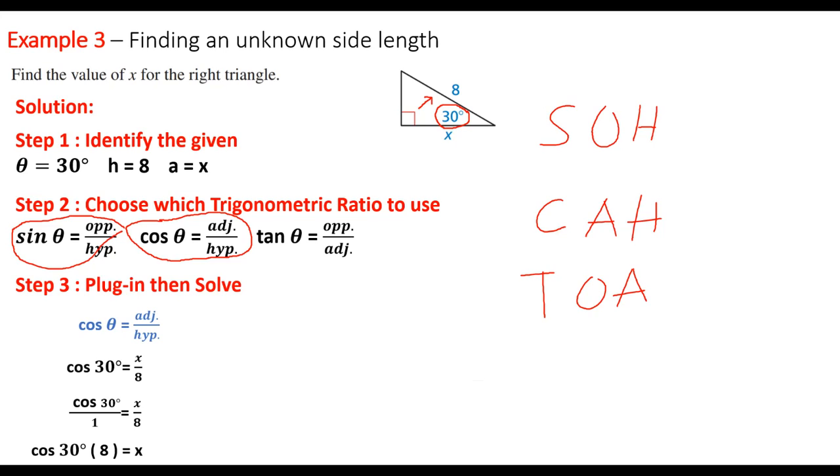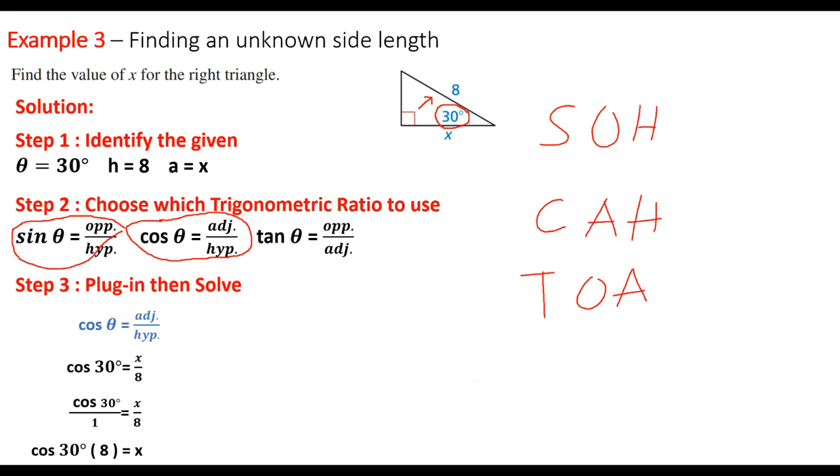So simplify that. 1 times x will give us x. Cosine 30 degrees times 8 now. To find the value of that, you should now use your graphing calculator or your scientific calculator, but make it certain, okay?